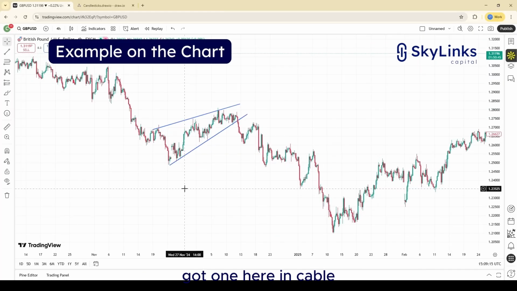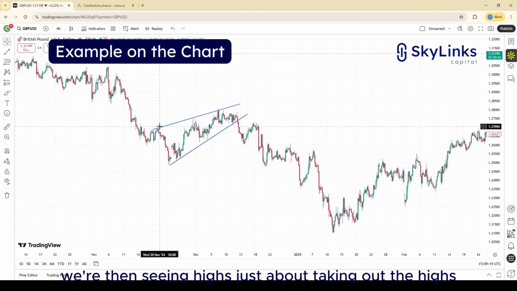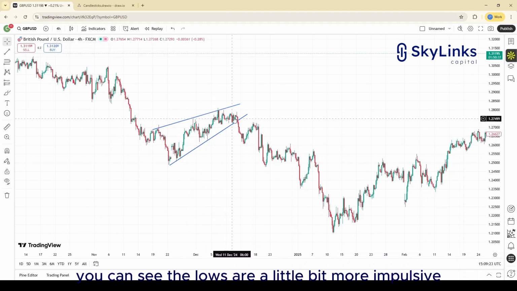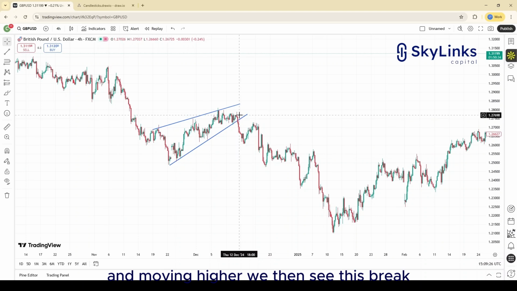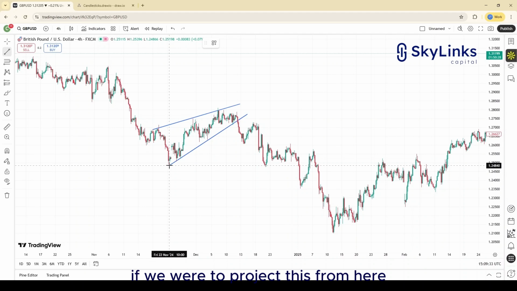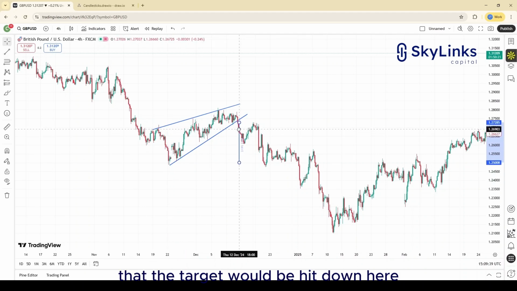Got one here in cable. You can see the market's trending lower. We're then seeing highs just about taking out the highs. You can see the lows are a little bit more impulsive and moving higher. We then see this break and we start to see this trend lower. If we were to project this from here, the target would be hit down here.